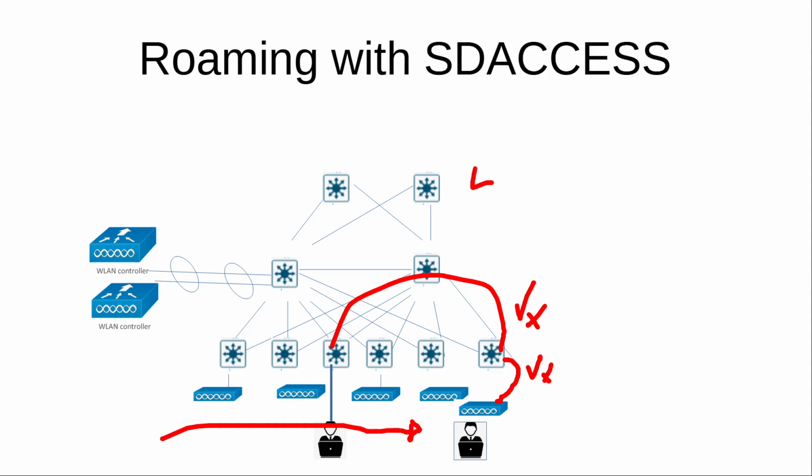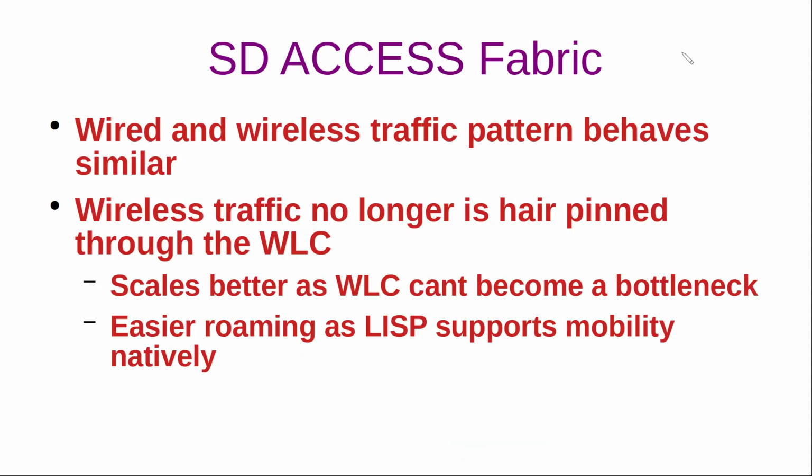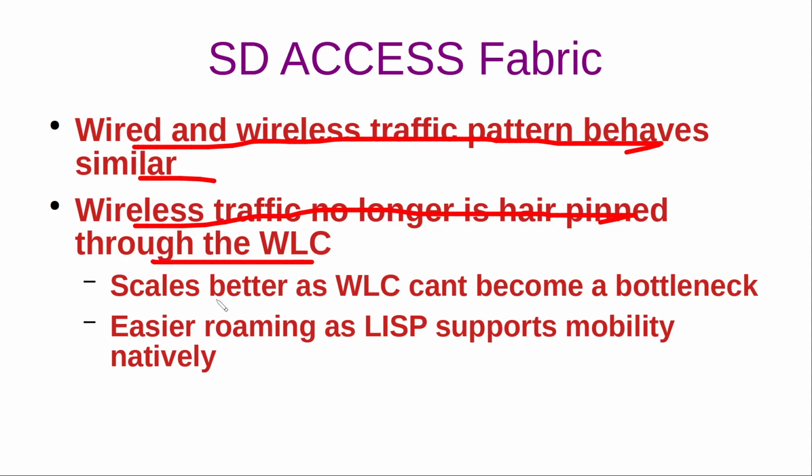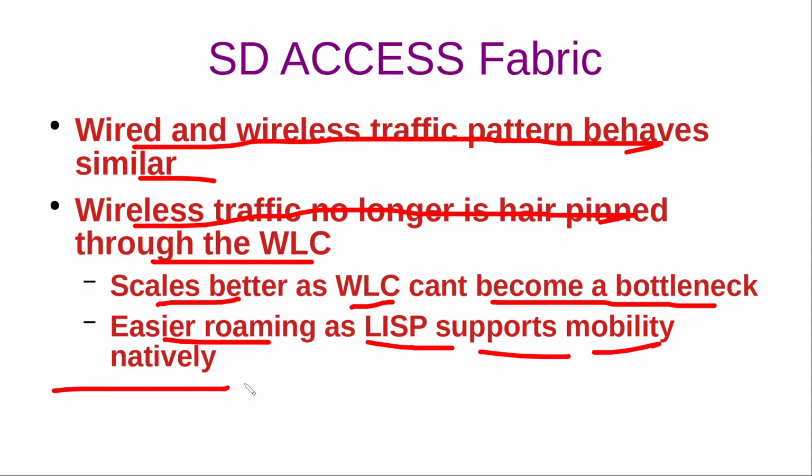So in summary, the SD-access fabric lets me have wired and wireless traffic patterns behave similarly. Wireless traffic is no longer hairpinned to the wireless LAN controller. This scales better, in a way that your wireless LAN controller cannot become a bottleneck for your network, and it provides easier roaming traffic patterns. Remember that LISP supports mobility natively. That's it.